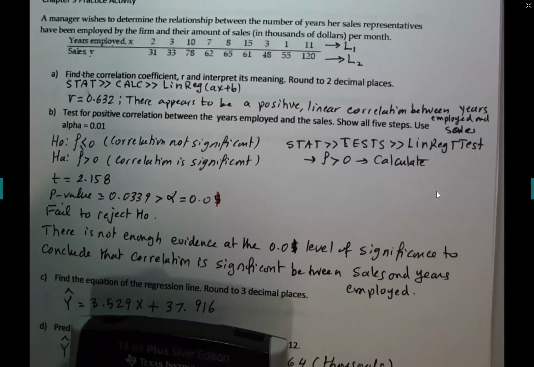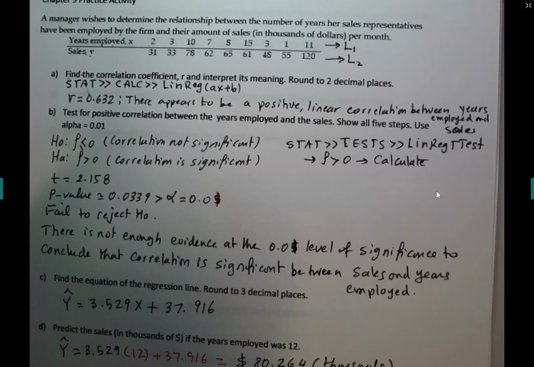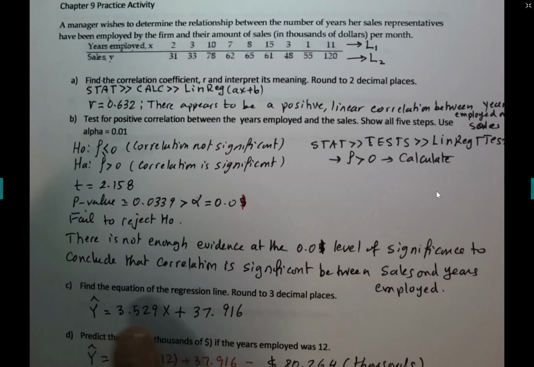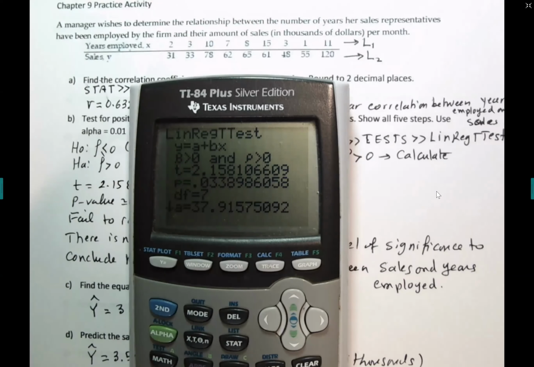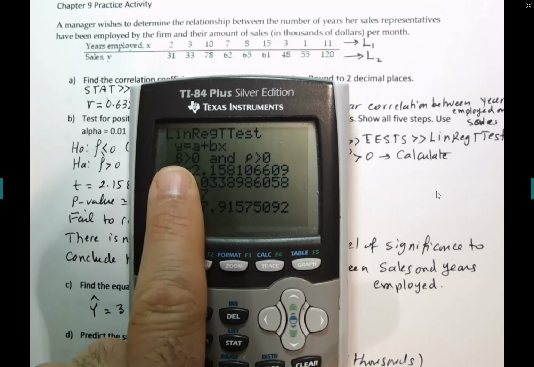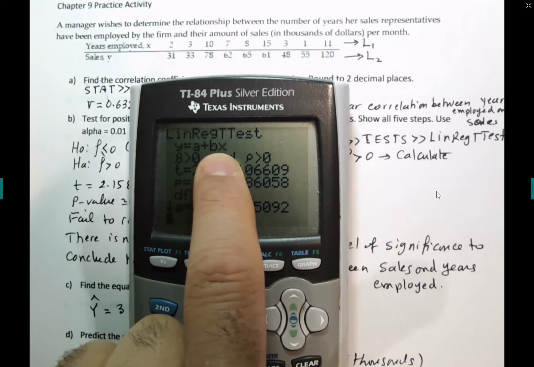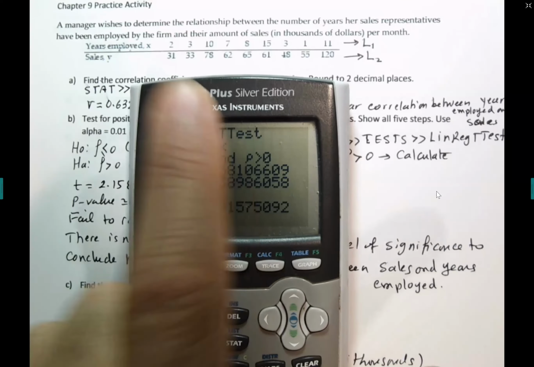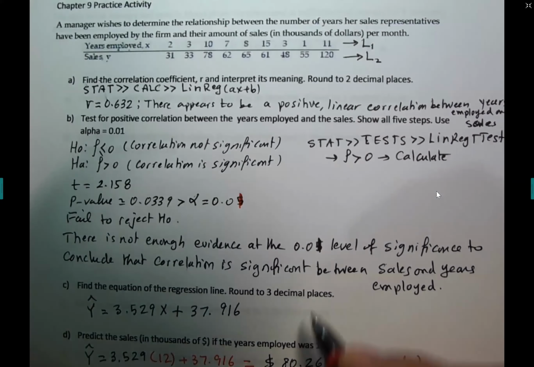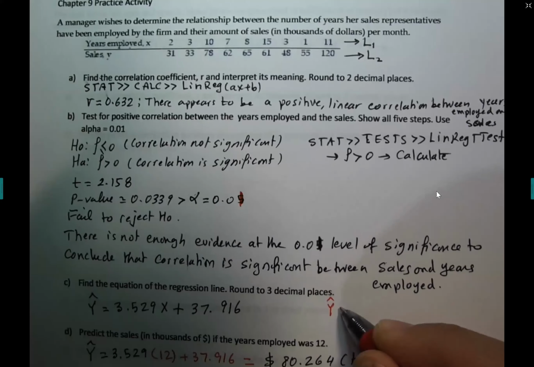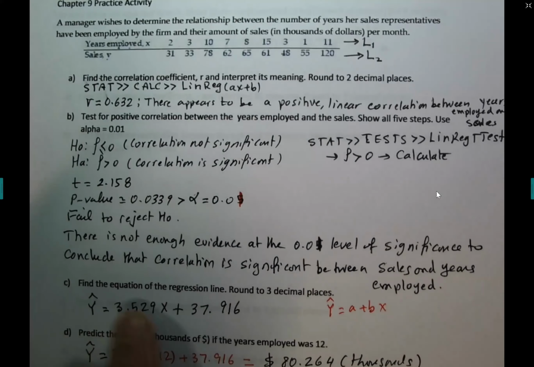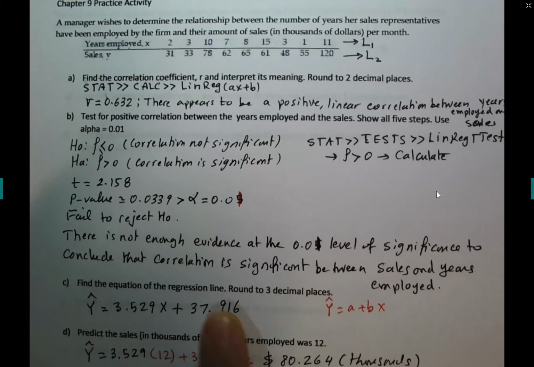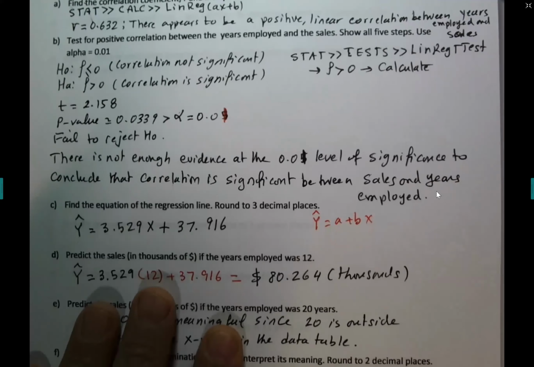Okay. All right. Now the next question, guys, he says, find the equation of the regression line. You can use this one actually for the equation of the regression line. But look how he has written the equation. He wrote y equals a plus bx. So you write y equals a plus bx. And let's copy a and b and see if they match with this. Okay, let's see.